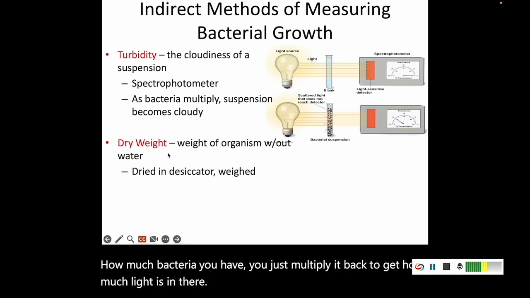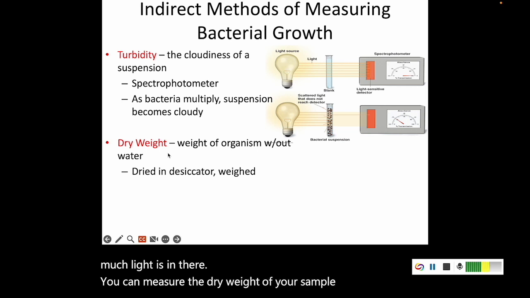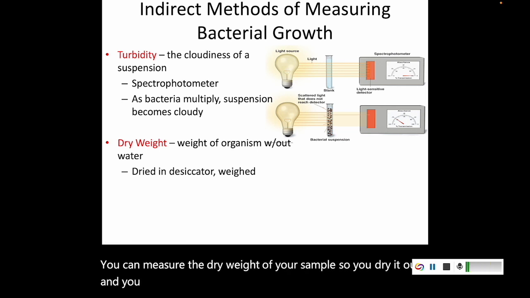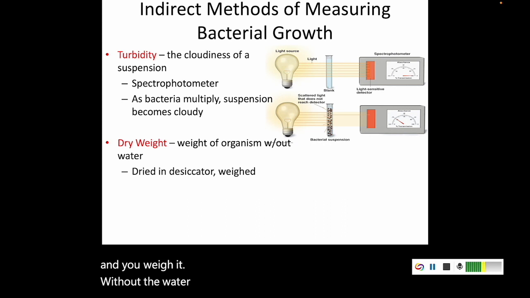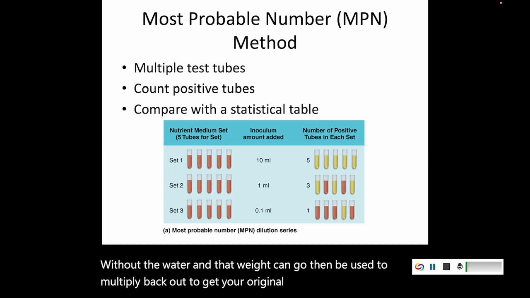You can measure the dry weight of your sample. So you dry it out and you weigh it without the water, and that weight can then be used to multiply back out to get your original concentration.